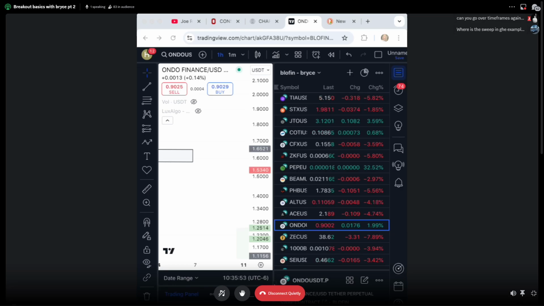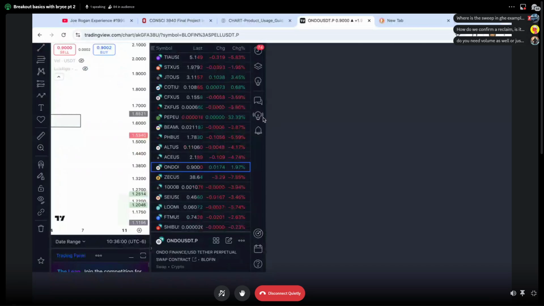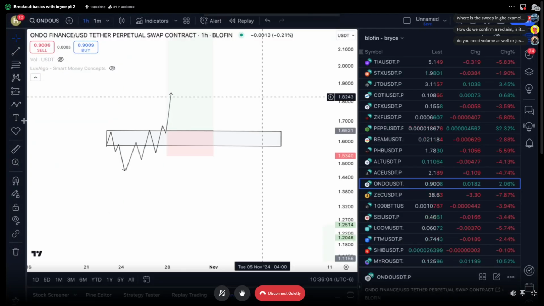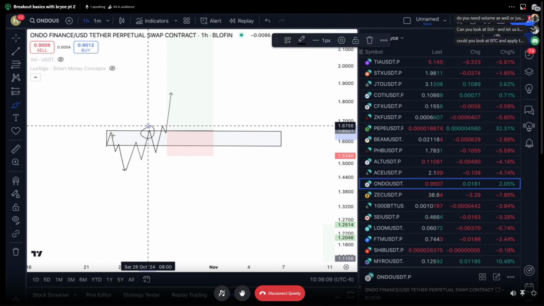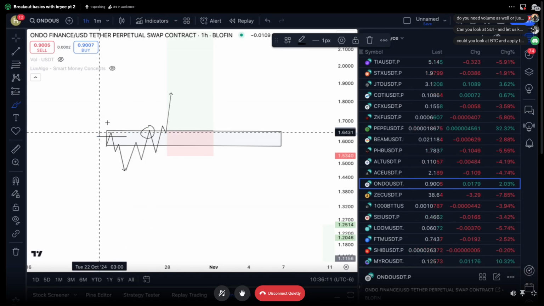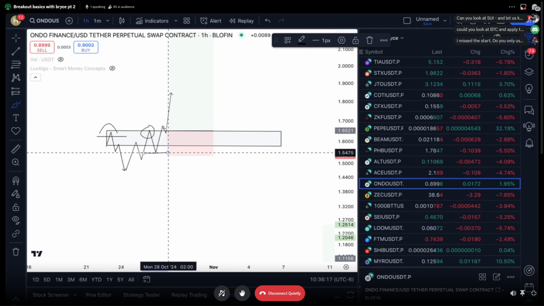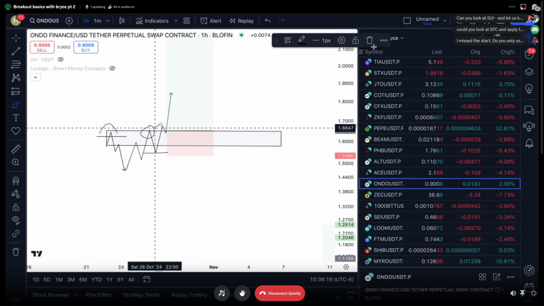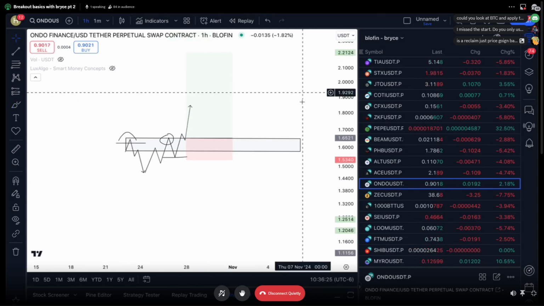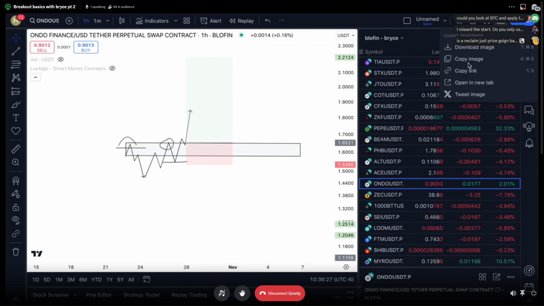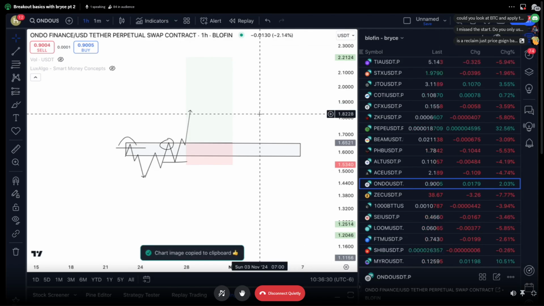Can you go over time frames again? Join late. Where is the sweep in the example? Sweep's right here. All of these sellers that are stacked up here have been taken out. We go down, we tap our imbalance, and then we finally get our reclaim. That's it. This is the setup that we're looking for.